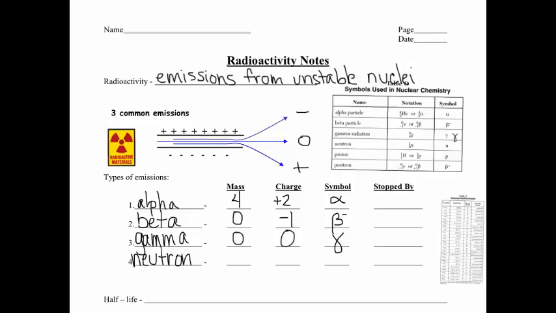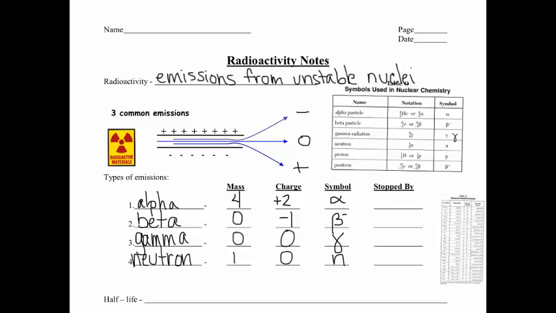Neutrons, if you look over here, have a mass of 1, but they have a charge of 0. And the symbol we use is just a lowercase n. So really the only other one that is typically emitted is a positron. And a positron is just the same as a beta, except that this would be +1 and we'd put a plus here. The size of the particle is similar, so as we talk about what would stop these things, that would also be similar. So let's say you had alpha particles emitted.